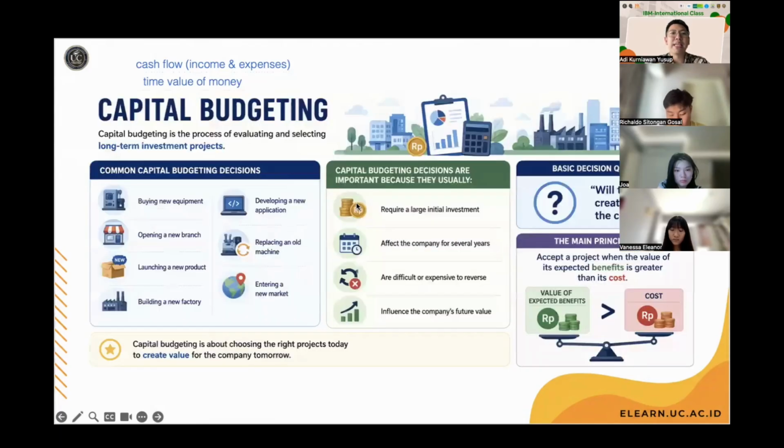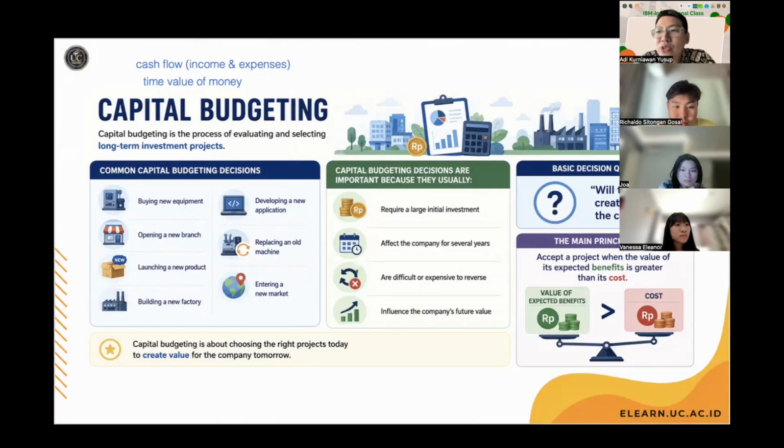Okay, capital budgeting. So basically, capital budgeting is the process of evaluating and selecting long-term investment projects. For example, you want to buy equipment like I analyzed previously. For example as well, you want to open a new branch, launch a new product, or build a new factory. This is a long-term investment project. How to evaluate it, how to select it? Of course, you need capital budgeting.